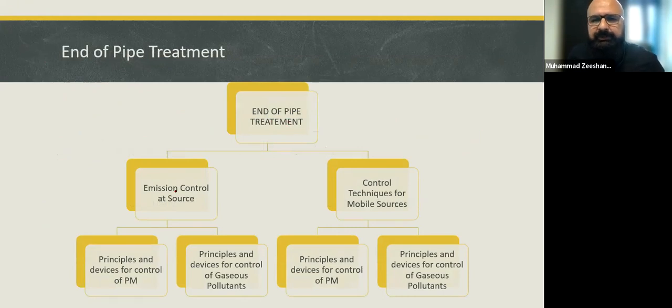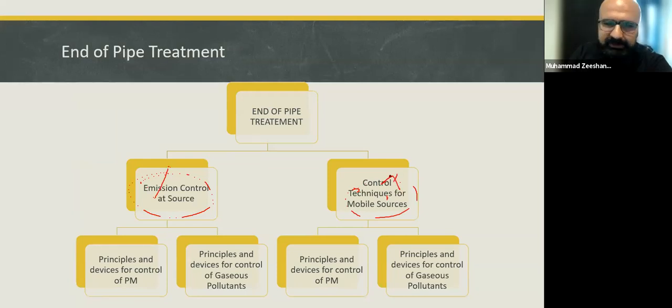So we divide end of pipe treatment into two parts. One is end of pipe treatment for stationary source, and the other is for mobile source. Now you can imagine that if we can use a particular device or particular technology for stationary source. Stationary source means a stack, for example, from industry, right? And over there you have got a lot of space. You don't have limitations on weight. You don't have space limitations. But if you shift to a mobile source like a vehicle, over there you've got lots of limitations.